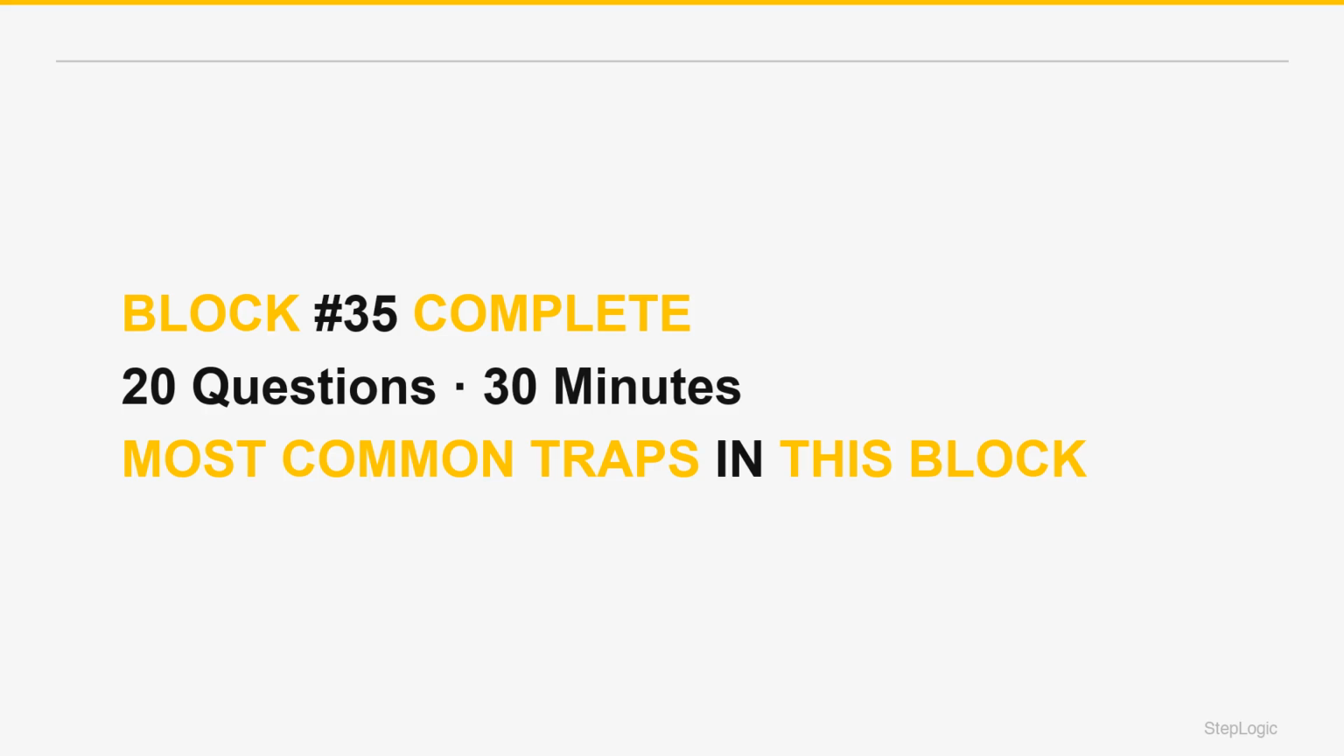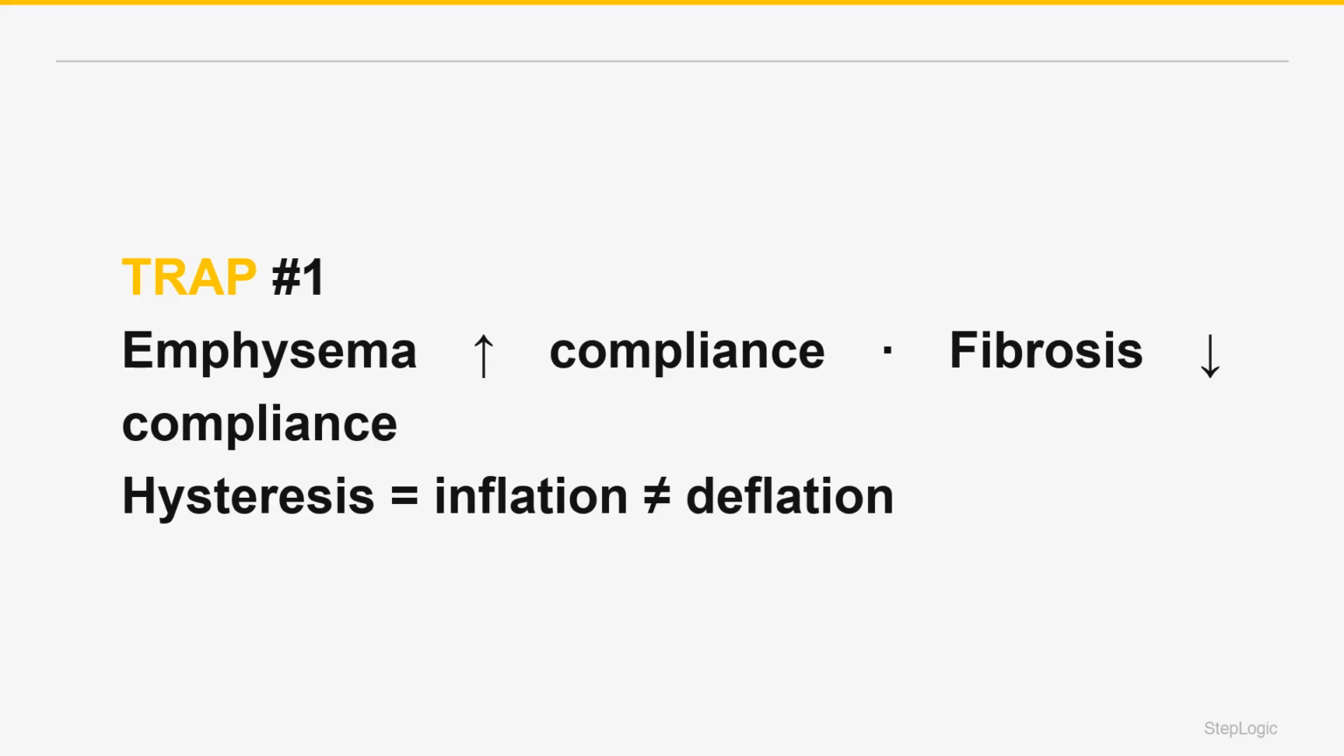Block 35 is done. Let's review the 5 biggest traps from this block. Trap 1. Emphysema increases lung compliance by destroying elastic recoil. Flabby, easy to inflate but won't empty. Fibrosis decreases compliance, stiff lungs, and hysteresis means it takes more pressure to inflate than to deflate because of surface tension.